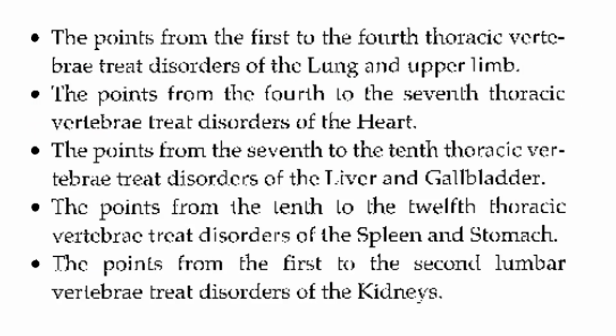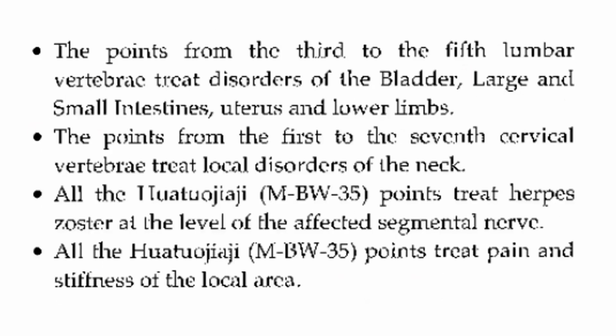The points from the first to the second lumbar vertebra treat disorders of the kidneys. The points from the third to the fifth lumbar vertebra treat disorders of the bladder, large and small intestine, uterus, and lower limbs. The points from the first to the seventh cervical vertebra treat local disorders of the neck. All the Huatuojiaji points treat herpes zoster at the level of the affected segmental nerve. All the Huatuojiaji points treat pain and stiffness of the local area.